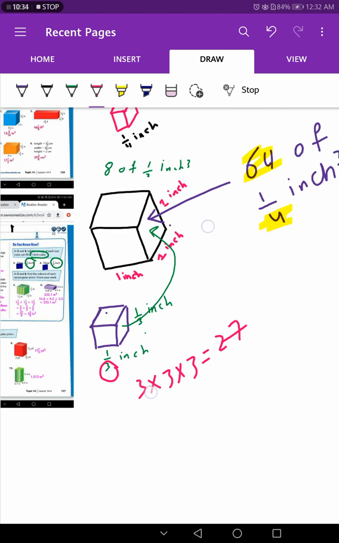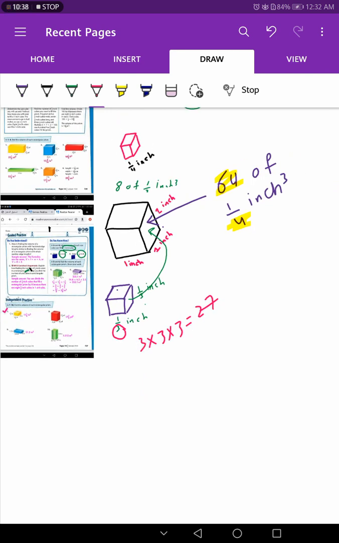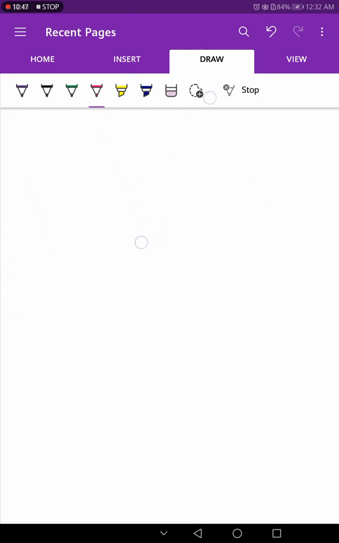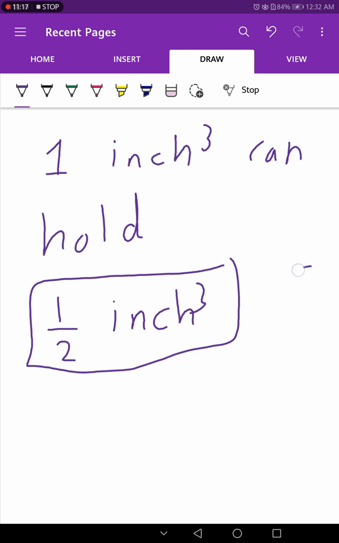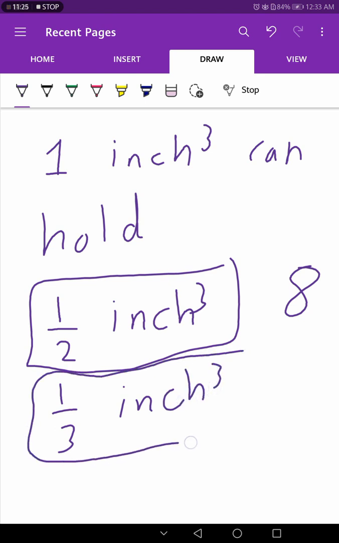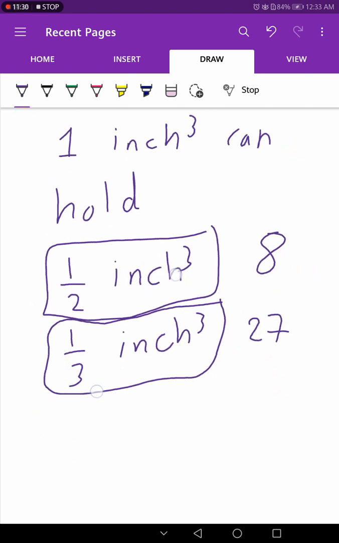Okay, my dear students, what did we learn today? We learned today that the 1 inch cube can hold 8 of 1 over 2 inch cubes. Let me write it here. 1 inch cube can hold how many 1 over 2 inch cubes? 8. And how many 1 over 3 inch cubes? 27. And how many 1 over 4 inch cubes? 64.